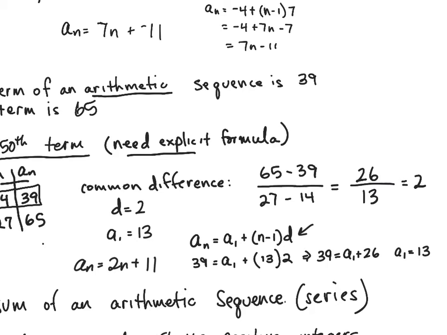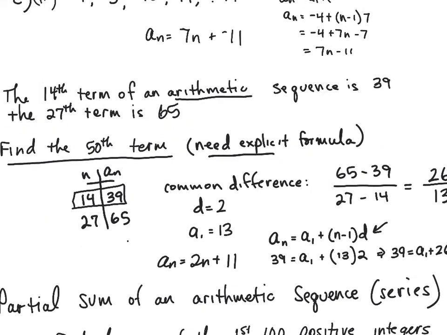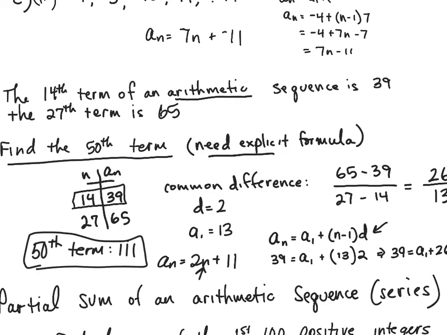Now, the task was not simply to find the explicit formula or the nth term. The task was to find the 50th term. And now that we have the explicit formula, we can find the 50th term simply by plugging in a 50 right there for n. So the 50th term is 2 times 50, which is 100. 100 plus 11 is 111. So the 50th term there is 111.